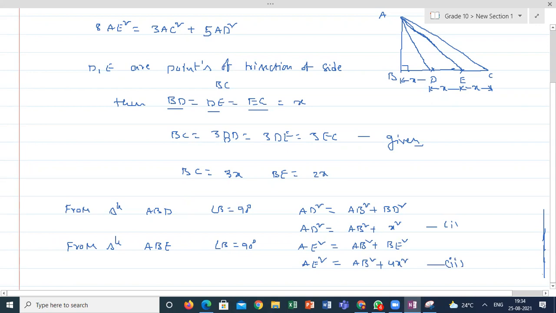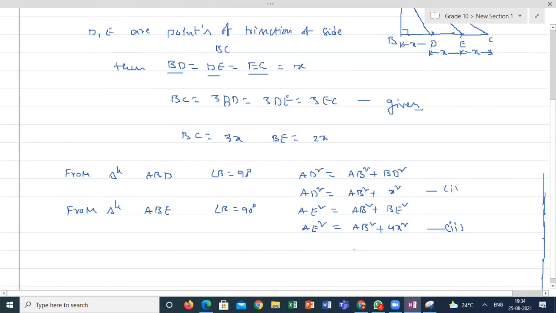And if I am taking the whole triangle, from triangle ABC, angle B is equal to 90 degrees. AC square is equal to AB square plus BC square. So AB square I am writing as AB square and AC square I am keeping. This is 3X whole square, that is 9X square. This is my third equation.